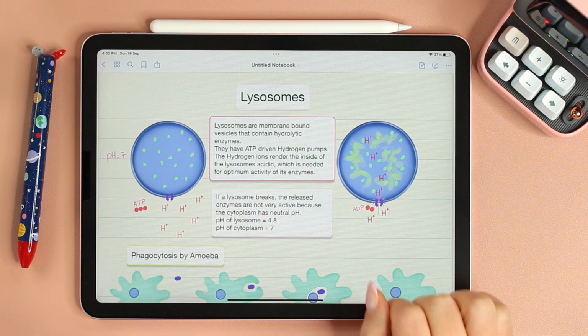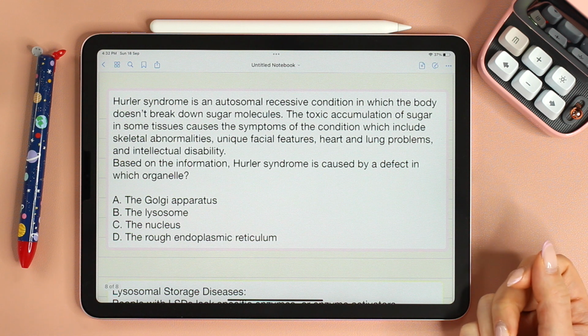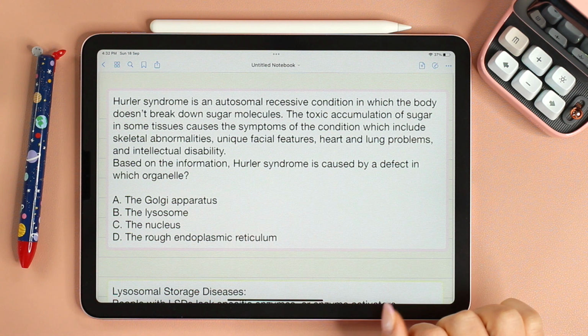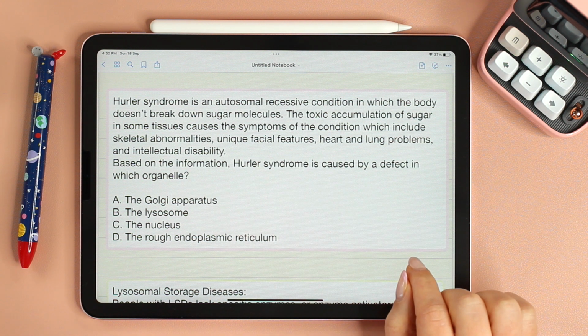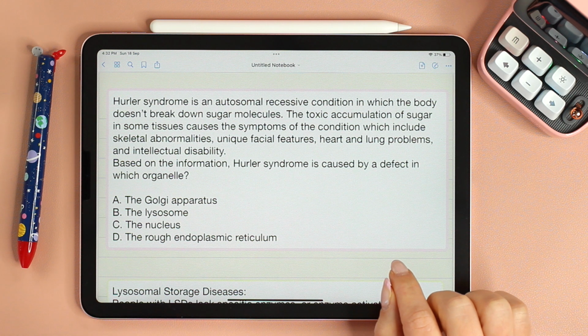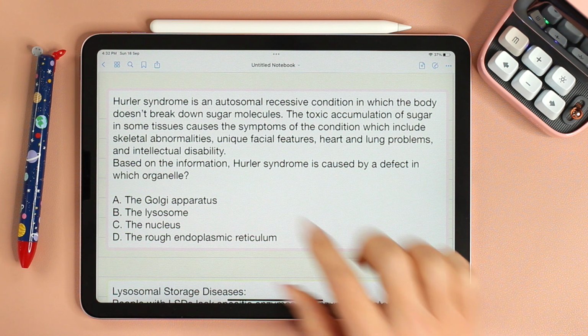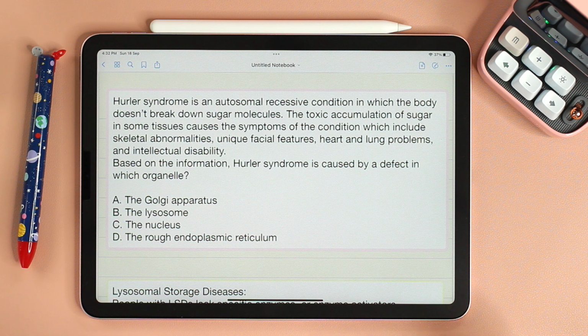Now let's go to the question of the day. Now I know it's obvious that the answer is going to be lysosome, but let's read it and discuss the answer. Hurler syndrome is an autosomal recessive condition in which the body doesn't break down sugar molecules. The toxic accumulation of sugar in some tissues causes the symptoms of the condition, which include skeletal abnormalities, unique facial features, heart and lung problems, and intellectual disability.